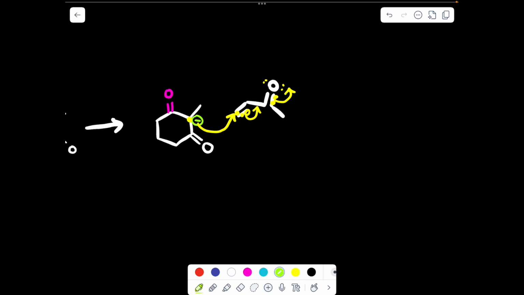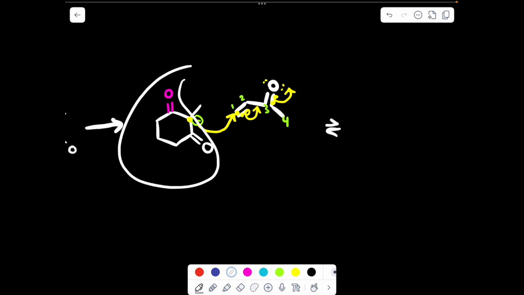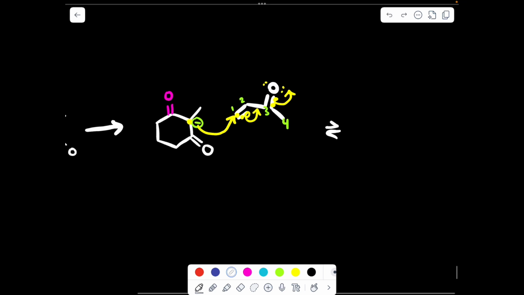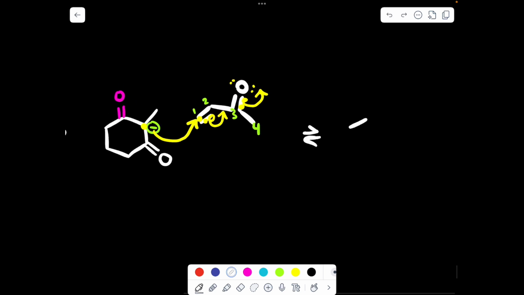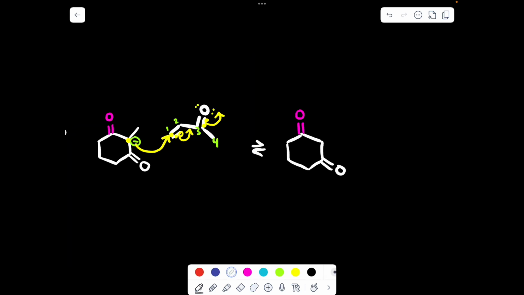So now you must count your carbons. 1, 2, 3, 4. So you make sure you do not add or drop any carbons. You can see that this structure pretty much has not changed. So just redraw it exactly how you see it. So you have this 6-membered ring. You have the pink ketone. You have the white ketone. You have a CH3 group.